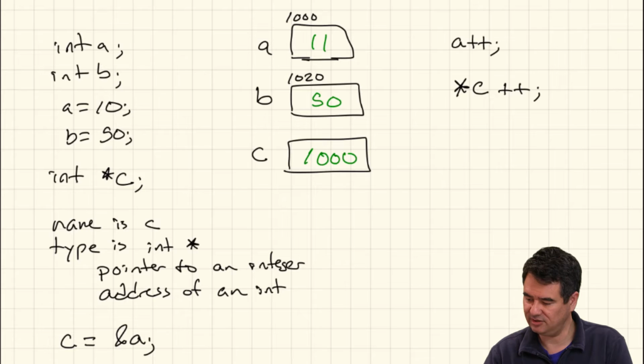Now what this means is go get the value of C, which is 1,000, and then the star here means go to the memory location that C points to. So C contains the number 1,000, so we're going to go to memory location 1,000, find the value there and increment it. So to make this a little bit clearer, we ought to put parentheses around this to say we are going to go to the memory location pointed to by C, and then whatever we find there, we're going to increment it by 1.